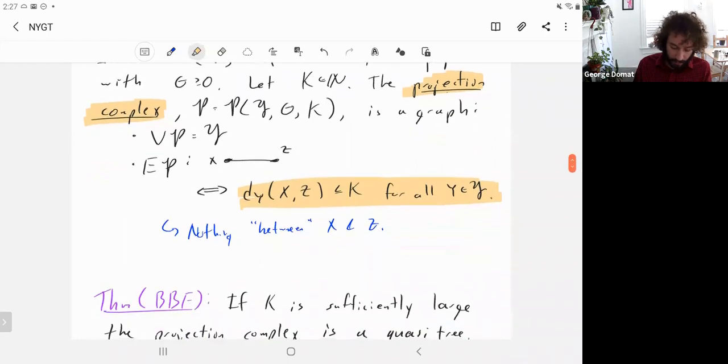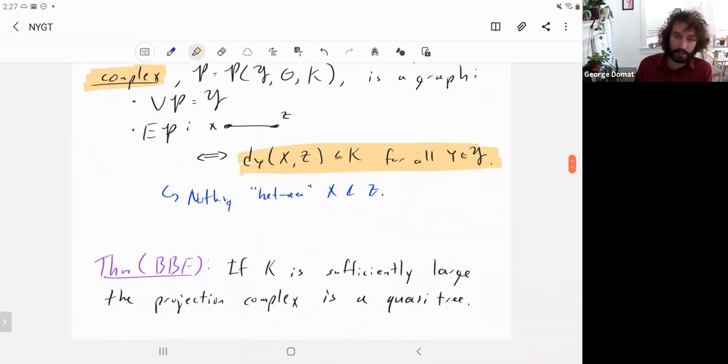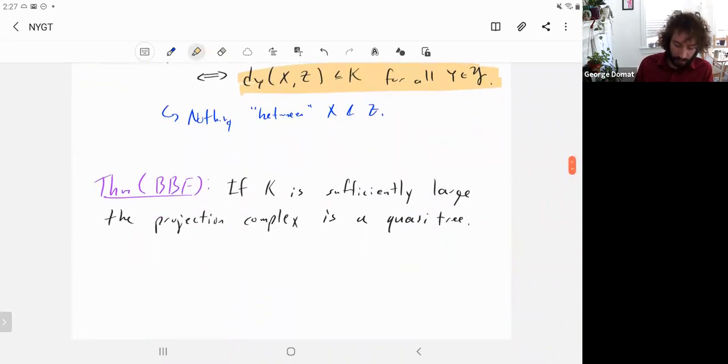And the power of this, and we're not actually going to use this theorem, but we'll see that it has some nice intuition. The power of this Bestvina-Bromberg-Fujiwara construction is that if this k you take to be sufficiently large, then this projection complex is a quasi-tree. So you've taken this abstract set and you've built a quasi-tree. And the first application they use it for is in studying the mapping class group and proving that it has finite asymptotic dimension.